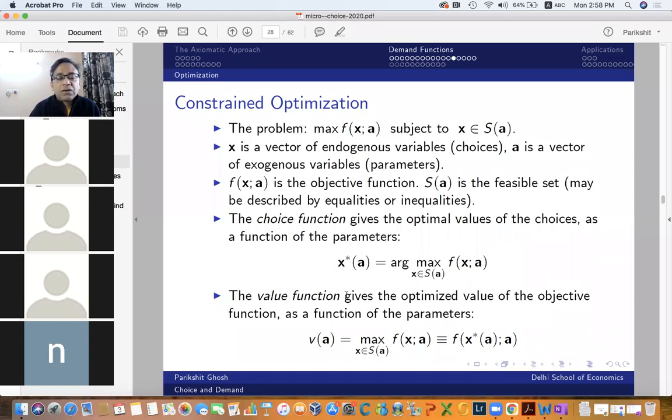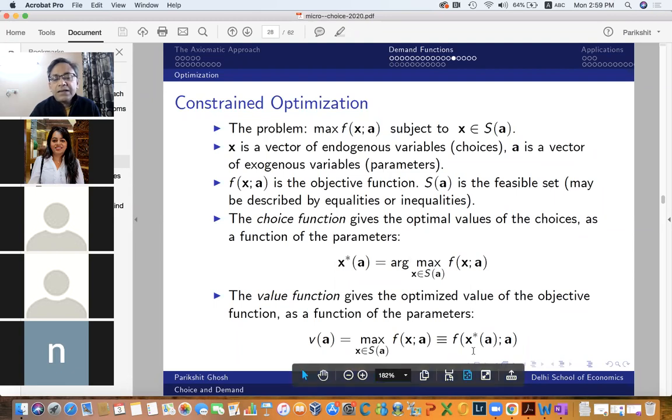Now, the other object to define is the value function. The value function is just the maximized value of this function subject to the constraint. Another way to define the value function is to say that if I plug in the choice function into my objective function, if I plug in the optimum x, the x which solves this problem, into my objective function, then the resultant function is called the value function.